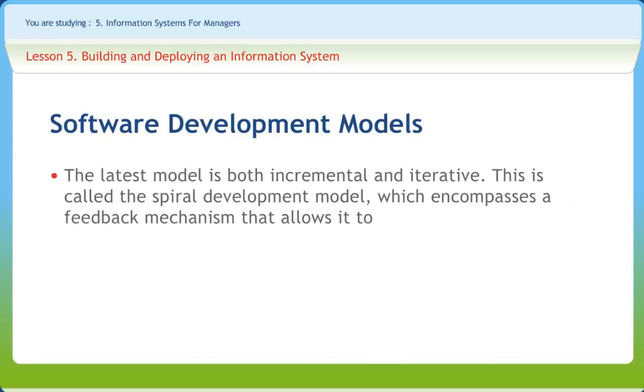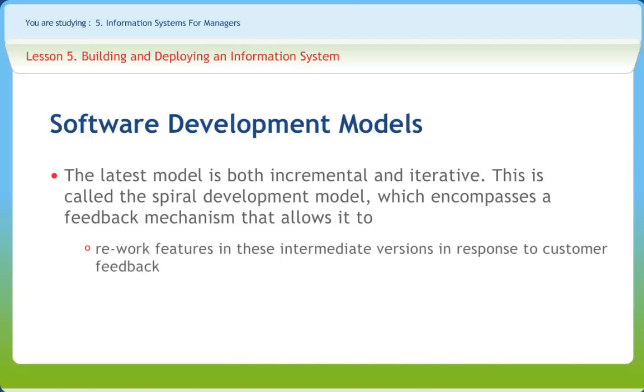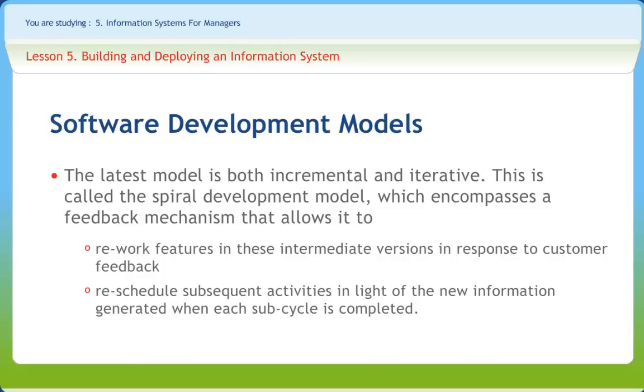The latest model is both incremental and iterative. This is called the spiral development model, which encompasses a feedback mechanism that allows it to rework features in these intermediate versions in response to customer feedback and reschedule subsequent activities in the light of new information generated when each subcycle is completed. The spiral development model combines the waterfall development model and the prototype approach, which is a series of partial implementations of products. Advantages of the spiral development model include an early focus on reusing existing software components, the incorporation of software quality standards, and the integration of hardware and software development cycles.